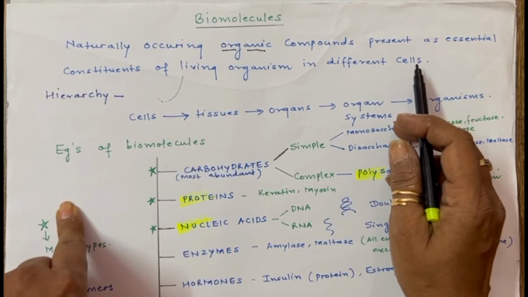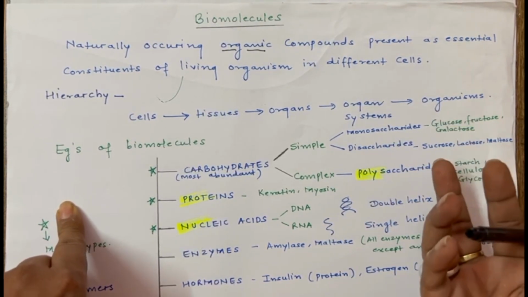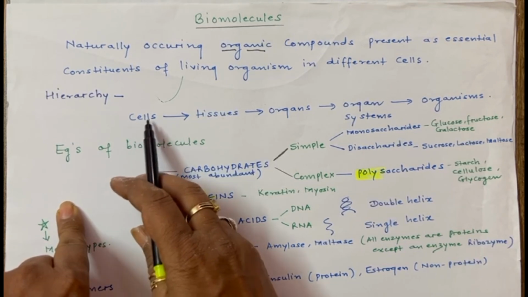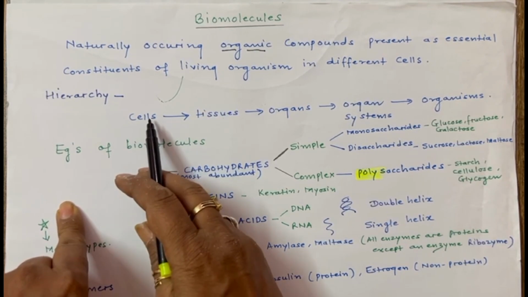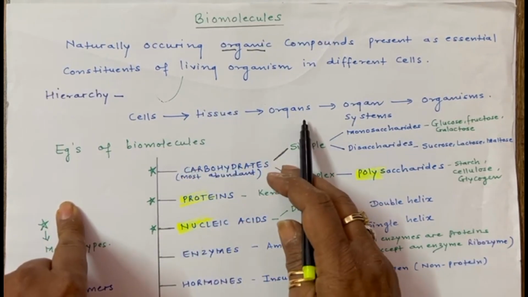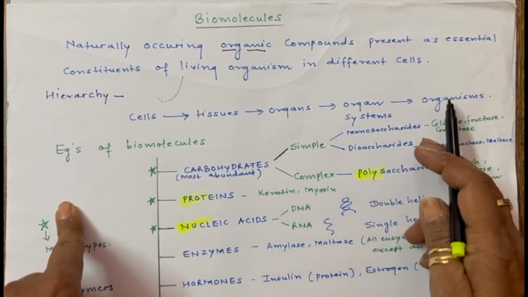And if we look at the hierarchy of a living organism, how an organism is made, we come to know that the cells are the building blocks of an organism. Various cells collect together and they form tissues. The tissues collect together and form organs. Organs form organ systems, and finally we have the organisms.